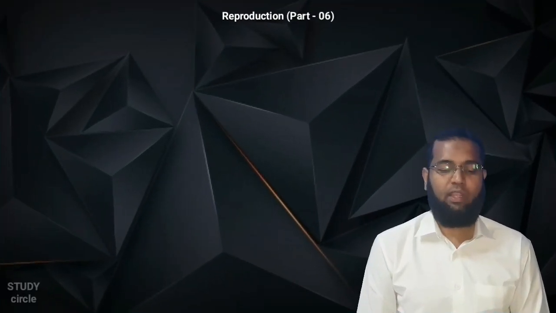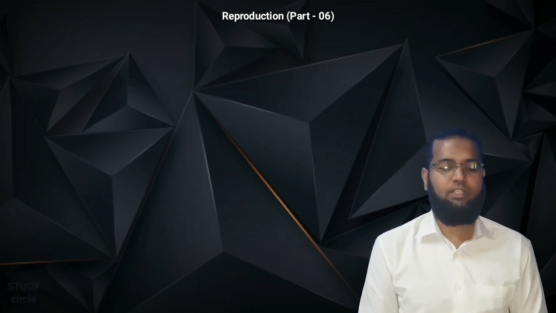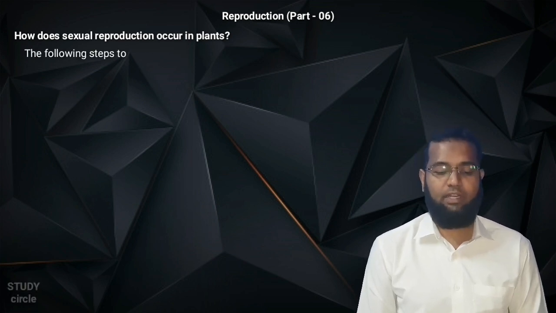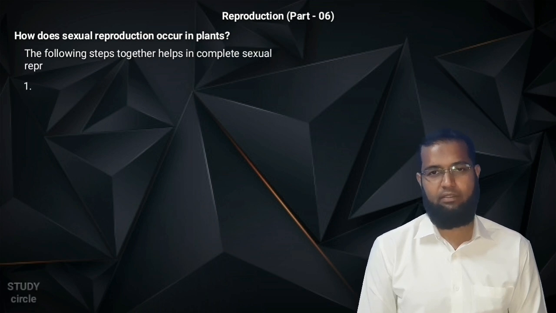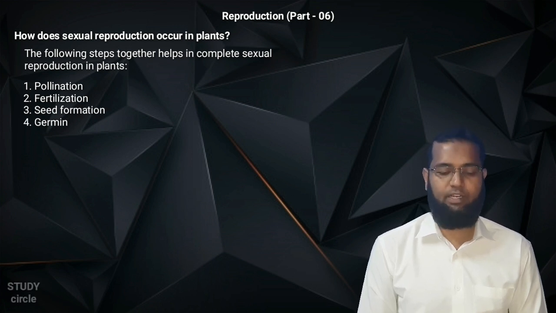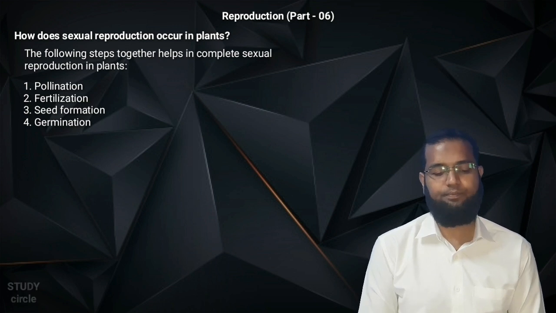Hello everyone. In the last video, we saw the structure of a flower. Now in this video, we will complete a topic: how does sexual reproduction occur in plants? The following steps together help in completing sexual reproduction in plants. They are pollination, fertilization, seed formation and germination. Let us see each of these steps in detail.